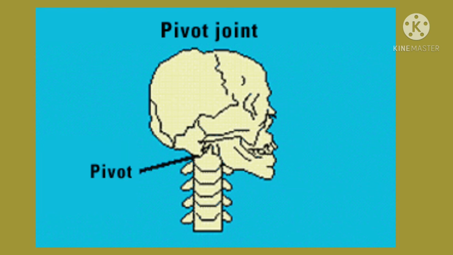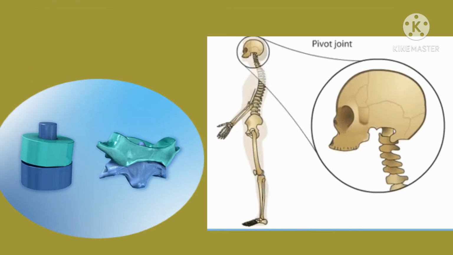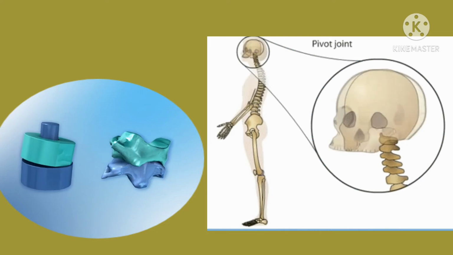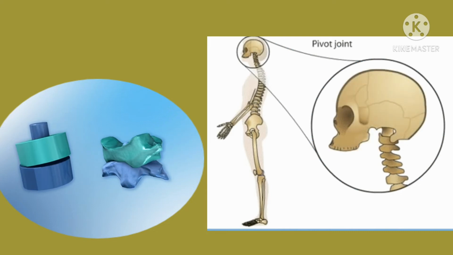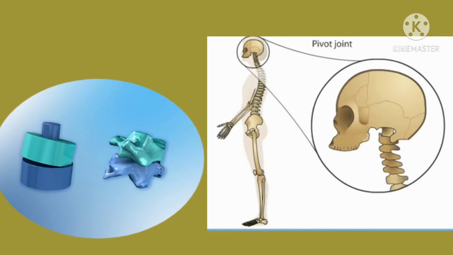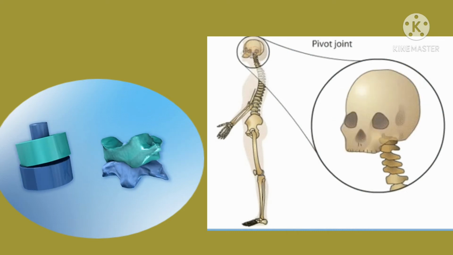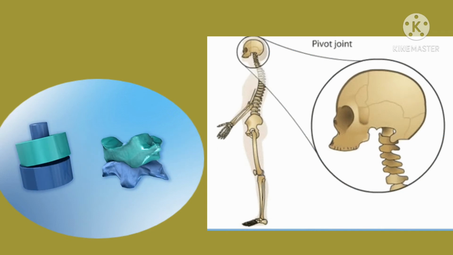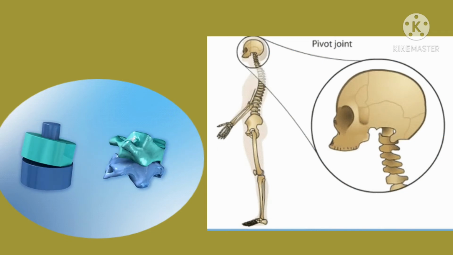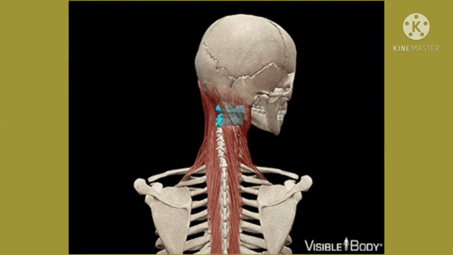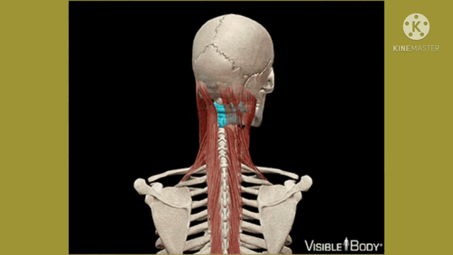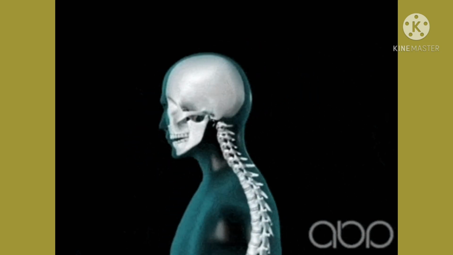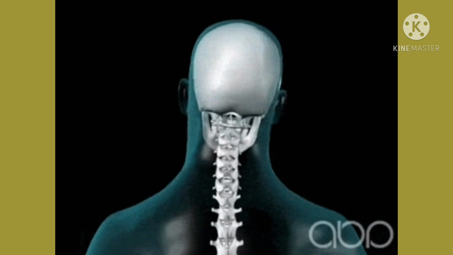Third, pivot joint. In this joint, the end of one bone is in the form of a cylinder. The end of the other bone is in the form of a ring. The cylinder fits into the ring and rotates inside it, or the ring rotates around the cylinder. For example, the skull rotates on the upper end of the backbone. This joint allows up and down, side to side movements.